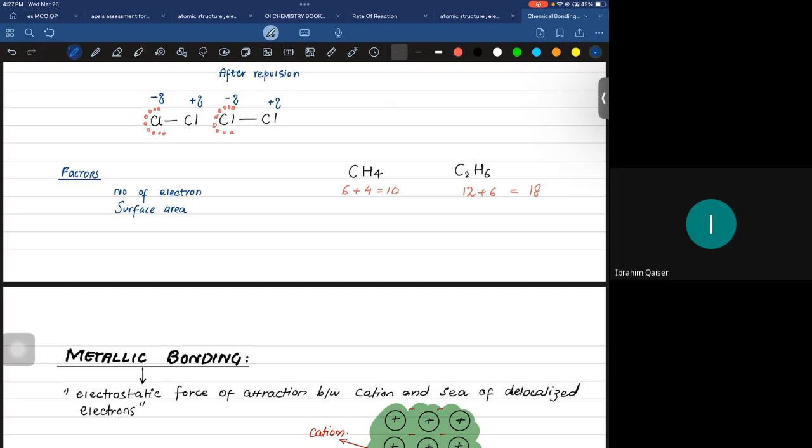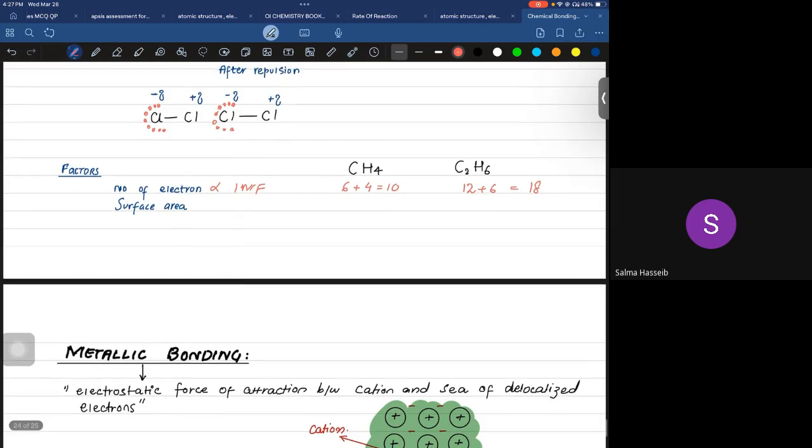So more electrons means more intermolecular force. Fewer electrons means weak intermolecular force. That's why I am saying that it depends on the number of electrons, and number of electrons is directly proportional to intermolecular force. Sir, is the strength stronger? The strength of the intermolecular force would be stronger if you have more number of electrons, and if you have fewer electrons, the strength of intermolecular force would be lower.